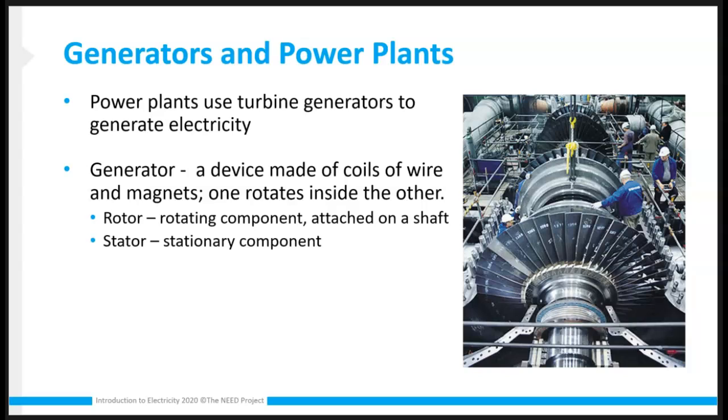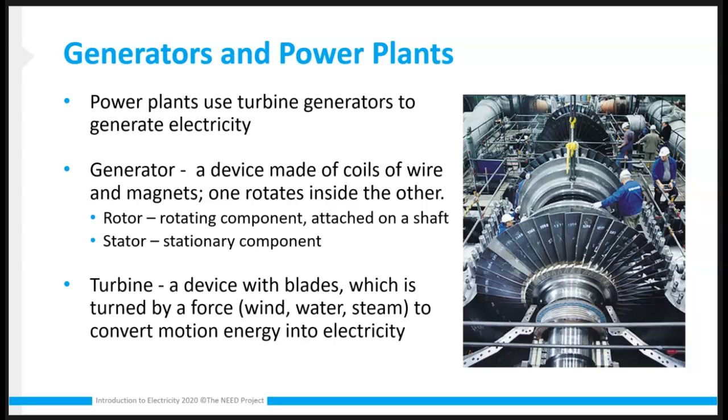Our goal is to get that rotor to spin. If we can get the rotor to spin, a magnet or copper wire will spin and induce or generate an electrical current. To get that rotor to spin, we need to put in that turbine. It's a device with blades, like we talked about, like fan blades, which is turned by a force, wind, water, steam, to convert motion energy into electricity. Many different generators start with a different source of energy, but they spin a turbine, spinning a rotor, held by a stator, which generates electricity.